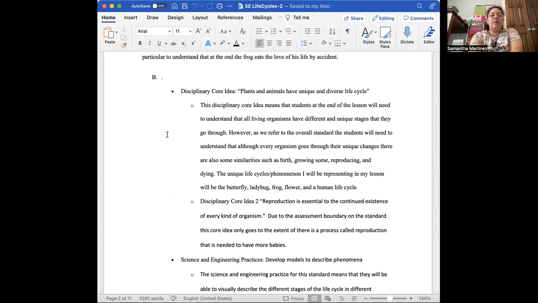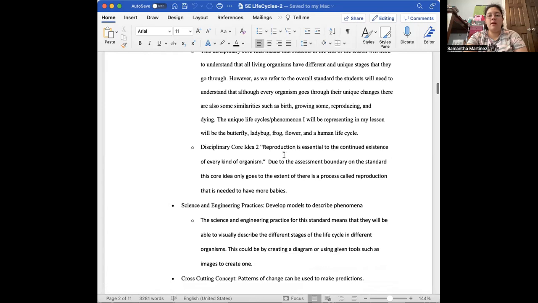So for my disciplinary core idea, it's plants and animals have unique and diverse life cycles. So basically, they'll be able to experience this in particular as they experience the phenomena of a butterfly's life cycle, ladybug, frog, flower, and even a human life cycle because it's important for them to know their own.